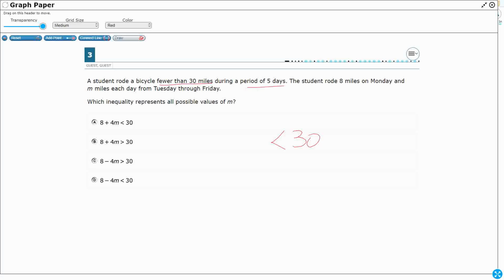Right, so the student rode 8 miles on Monday, and then m miles Tuesday through Friday. So if I say Monday, Tuesday, Wednesday, Thursday, Friday, right? So I've got 8 miles on Monday, and then Tuesday, Wednesday, Thursday, Friday. All of that together is going to be fewer than 30, less than 30. So really, it'd be a little bit easier to say I've got 8, and then how many m's? Well, I've got 8 plus 4m. It's going to be less than 30, and that's what it says. So our answer here is going to be A.